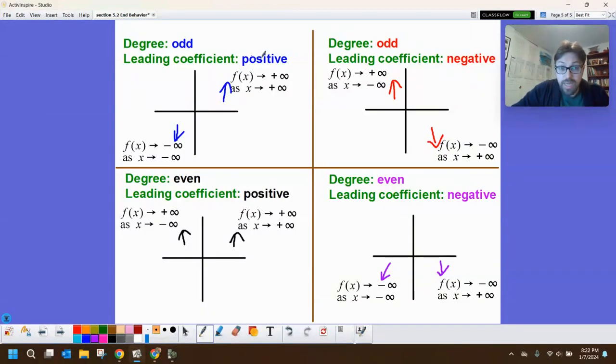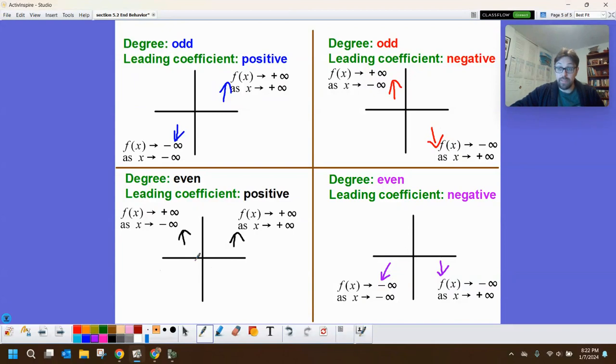If our degree is odd and our leading coefficient is positive, in general, it will make kind of this upward line. As x is approaching negative infinity, f of x approaches negative infinity, as well as f of x approaching positive infinity as x approaches positive infinity. If the degree is odd and the leading coefficient is negative, in general, it goes down.